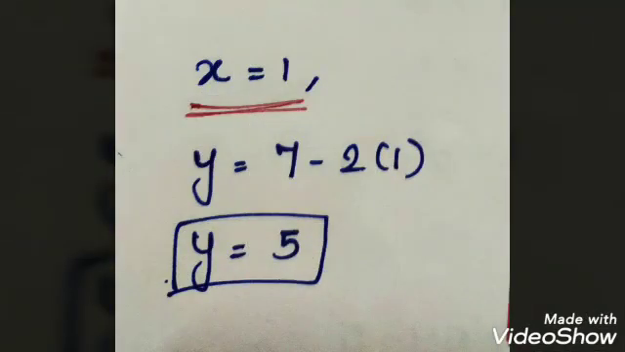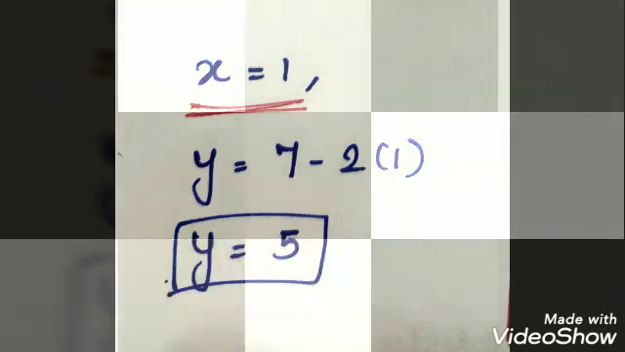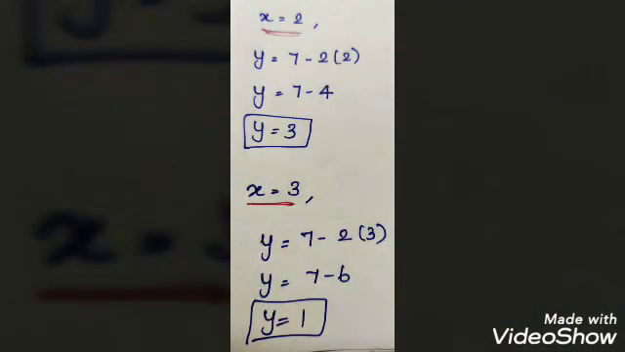Is it clear? Next x is equal to 1. y equal to 7 minus 2 into 1. In the place of x we are putting 1. So y equal to 7 minus 2 into 1, which gives you 2, so 7 minus 2 gives you 5. So what is the value of y? 5. So x equal to 1, we are getting y equal to 5. Next x is equal to 2. So y equal to 7 minus 2 into 2, in the place of x we are substituting 2. So y equal to 7 minus 4, which gives you 3. So y equal to 3.